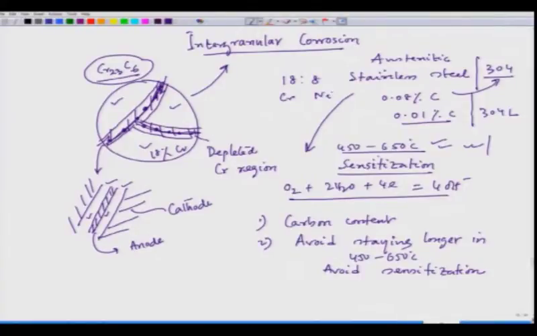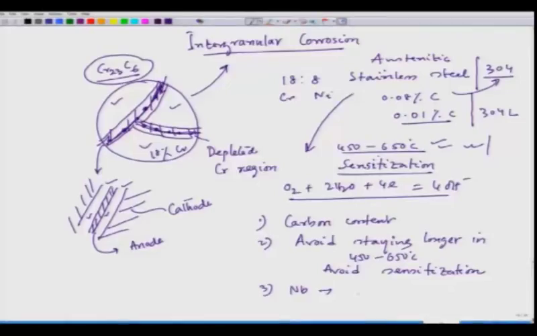Now, let us say we do not want to get rid of carbon, but we still would like to prevent sensitization. How can I do it? If we add niobium into it. Niobium has a higher affinity towards carbon, so it forms niobium carbide, so the formation of chromium carbide is avoided because there is no more carbon available for it. So, again sensitization can be avoided, and when we add this kind of higher affinity element like niobium to the stainless steel, we call it stabilization.